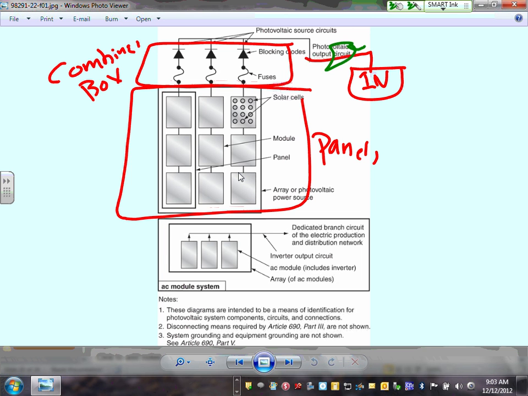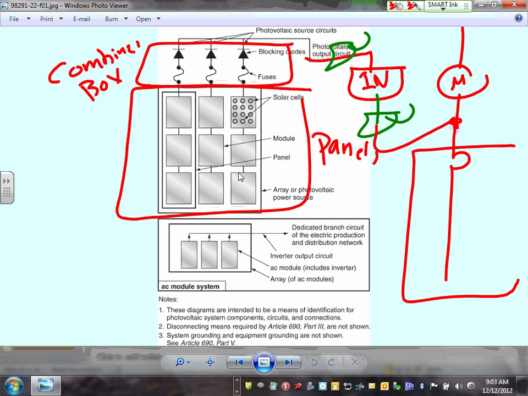You have a disconnect here, and then you need a disconnect here, and then you dump it across your panel. Very easy, very simple. Here's my meter, here's my panel, and you dump the power right across your panel. That's how the system is put together. Very simple, very easy. No rocket science. That's this system, the most common one.